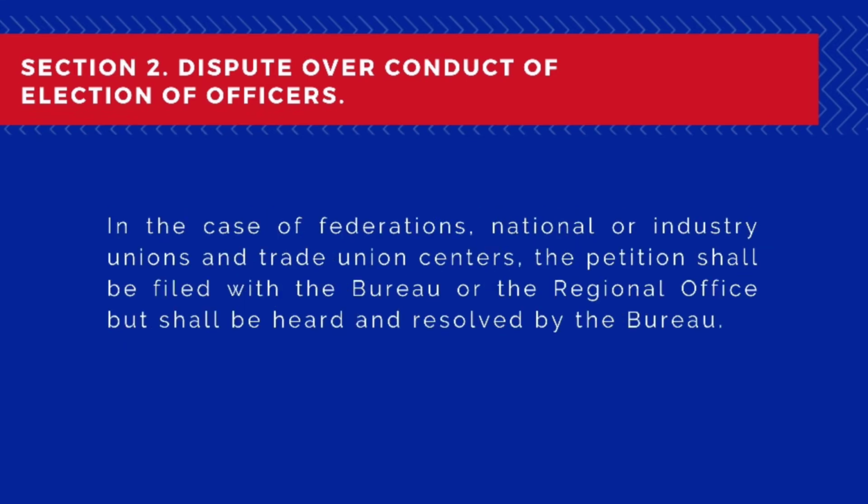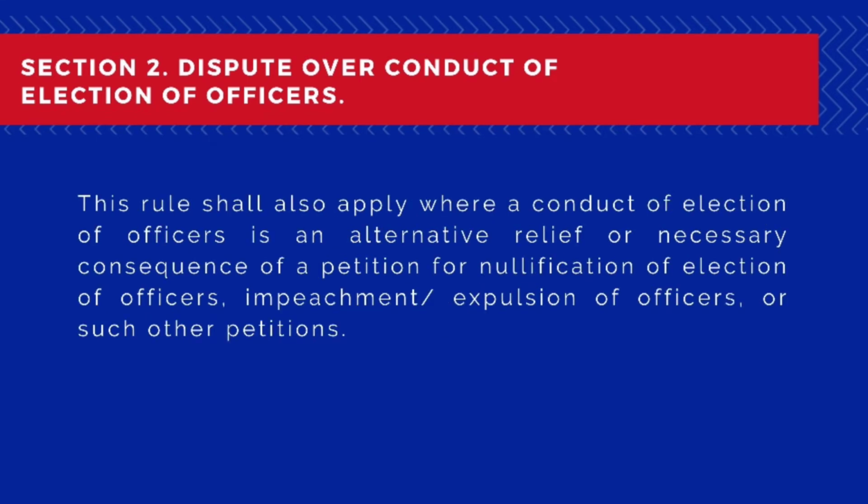In the case of federations, national or industry unions and trade union centers, the petition shall be filed with the Bureau or the regional office, but shall be heard and resolved by the Bureau. This rule shall also apply where a conduct of election of officers is an alternative relief, or necessary consequence of a petition for nullification of election of officers, impeachment or expulsion of officers, or such other petitions.